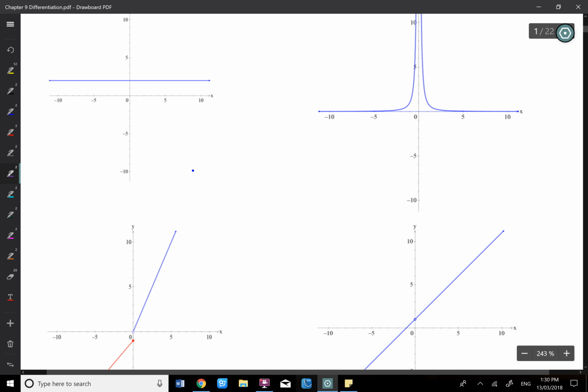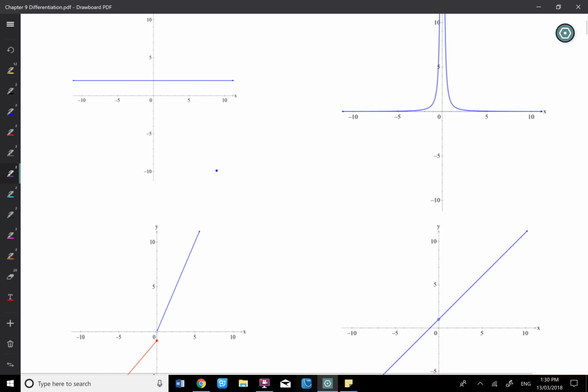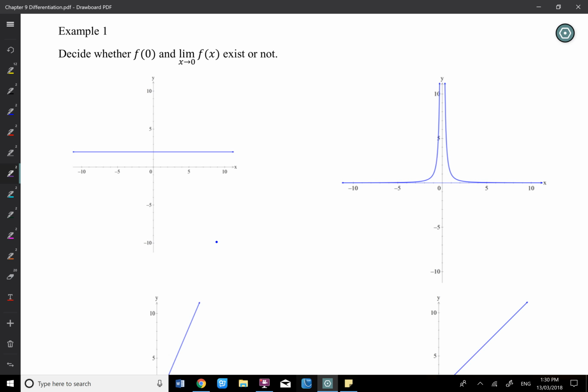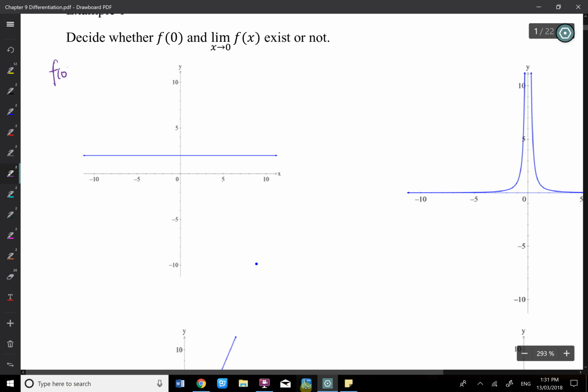We talk about whether it's defined or whether the limit exists at x equals 0. Because when you ask f(0), that means whether it's defined or not. So we investigate at x equals 0. Let's have a look. Do you think this function is defined at x equals 0? When x equals 0, do you have a y value? Yes, so it is defined. f(0) equals 2.